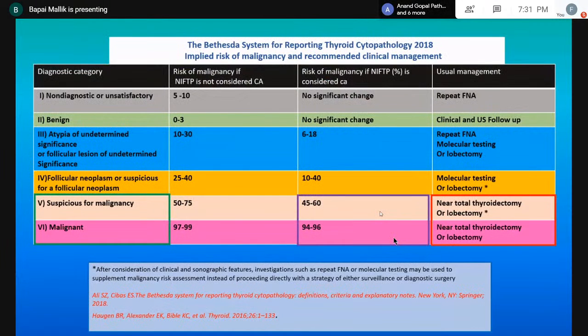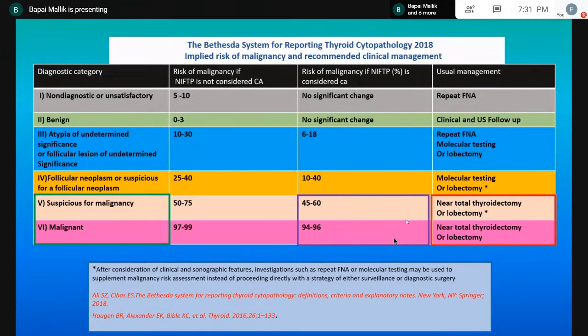So before we go into the suspicious for malignancy and malignant categories, I would like to just revise the Bethesda system of reporting thyroid cytopathology table. And these are the two parts which are boxed in green, suspicious for malignancy and malignant, which we are going to be talking about today. The important thing that we should all realize is the fact that in spite of them being put under two different categories, the usual management protocol is the same. So in both of them, it is either near total thyroidectomy or lobectomy.